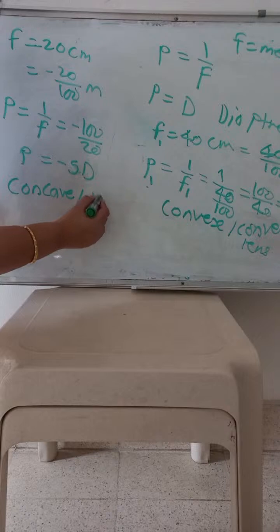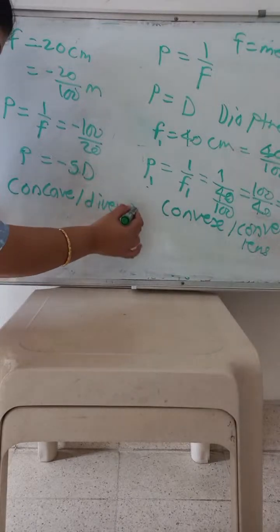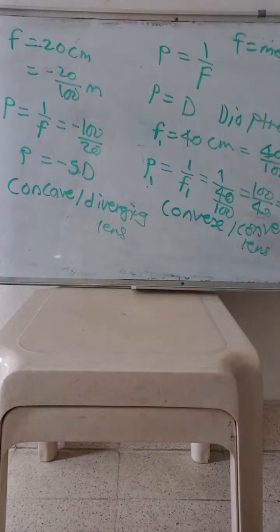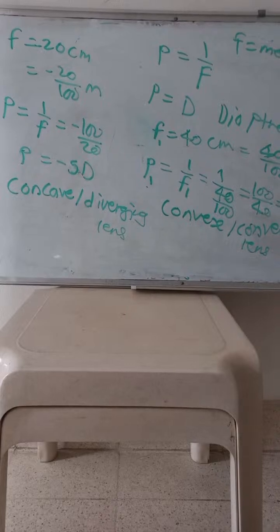Concave or diverging lens. Okay, so this is nothing but what? Your question. This total question is asked for 3 marks. 1 mark is for the definition of lens and power of lens, 1 mark is for the first bit, and another mark is for the last bit. Can you getting this?